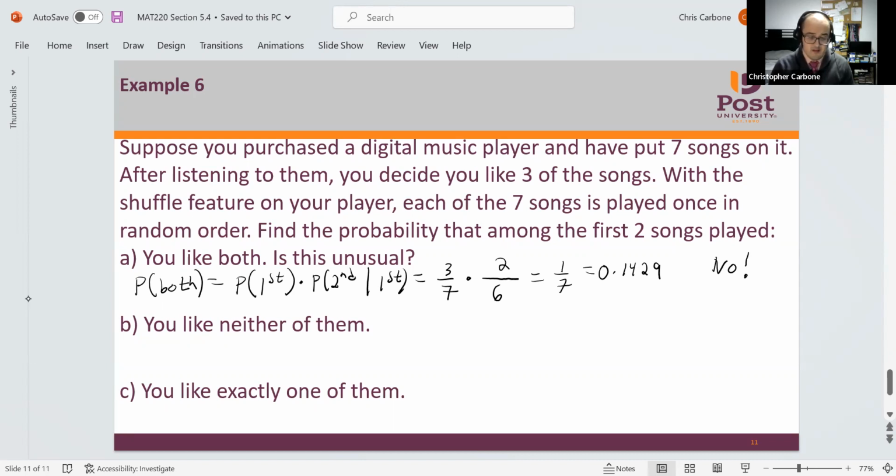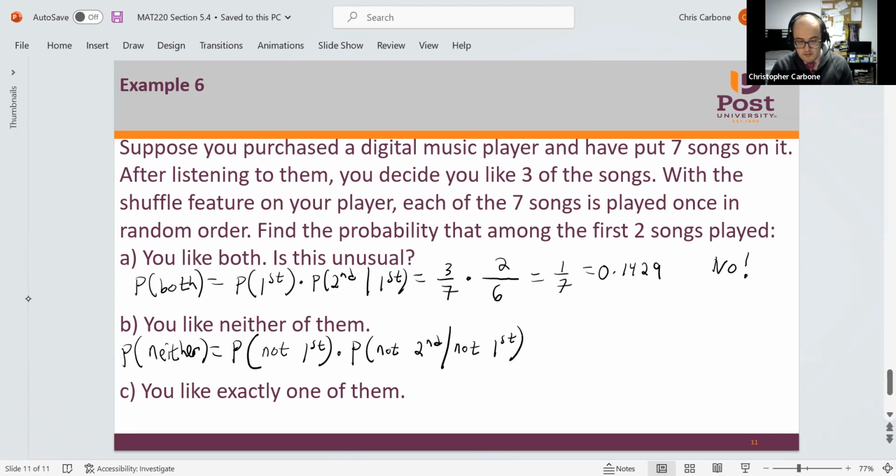How about if you like neither of them? So this is the probability that you do not like the first times the probability that you do not like the second, given that you do not like the first. Since you liked 3 of the songs out of the 7, there's 4 out of the 7 that you did not like for the first song.